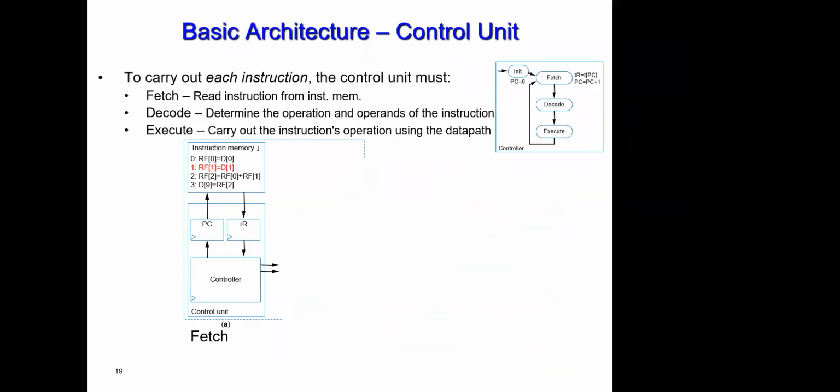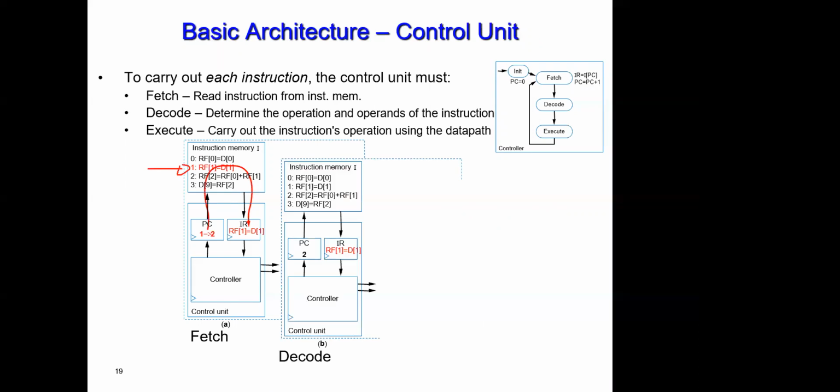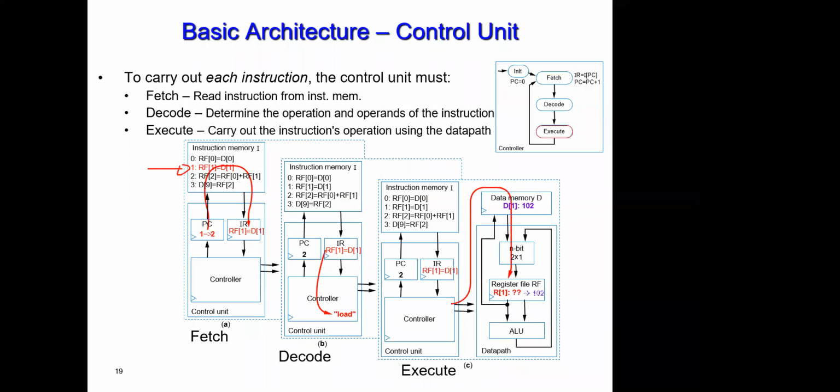Next, I will do the same thing for RF of 1 equals D of 1. This is exactly the same as before. The only difference is that instead of copying location 0, I'm copying location 1. I will fetch and then decode, and I understand that this is again load. As you can see, my program counter has been updated to the next instruction to be executed, assuming that I'm just counting by 1 in this case. And if my data is 102, of course, my register will also be 102.